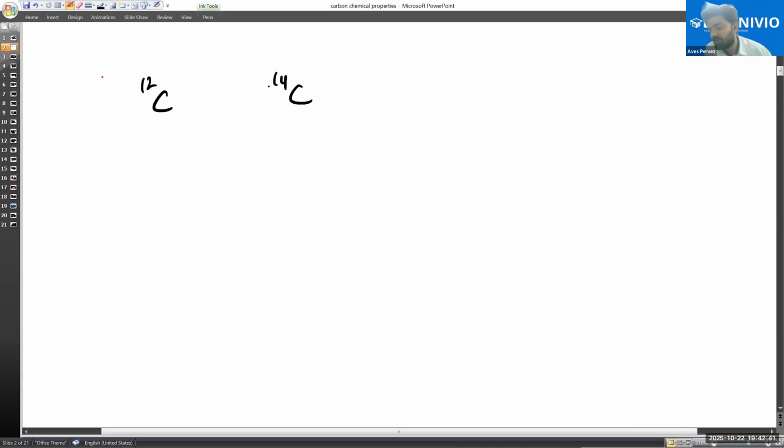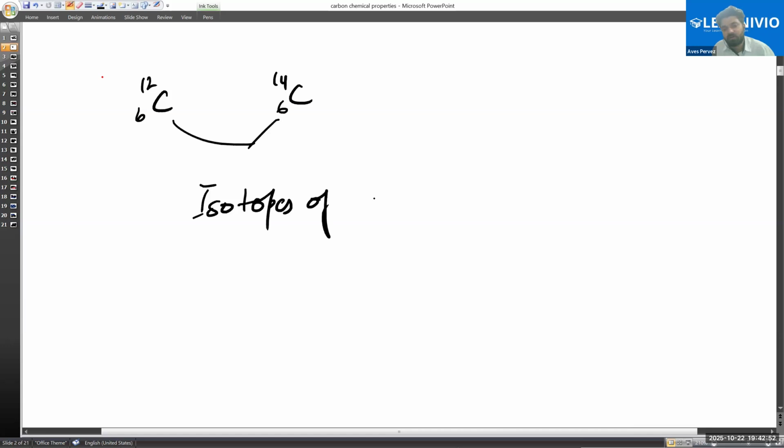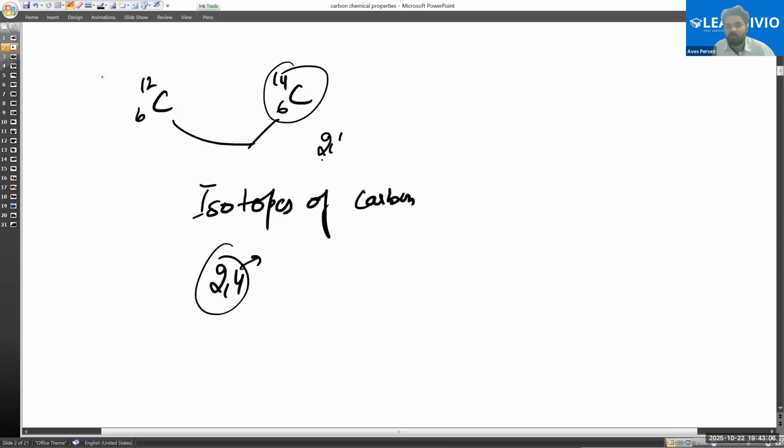Don't write anything yet. First, you need to understand. These are called the isotopes of carbon. They bear the same chemical properties because their atomic number is the same. Chemical properties are due to the outermost shell electrons. Both types of atoms have 2,4 electronic configuration, so the outermost shell electrons are the same. That's why they bear the same chemical properties, either carbon 12 or carbon 14.